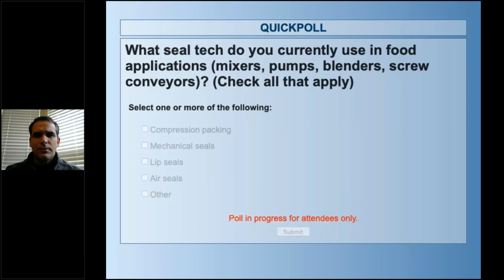So yeah, I just launched the poll. Please answer what seal technology you are currently using in your applications. And I see people answering, so that means you can hear us, which makes us very happy. I'll give you a few more seconds to answer, and then we will close the poll and talk about the results.